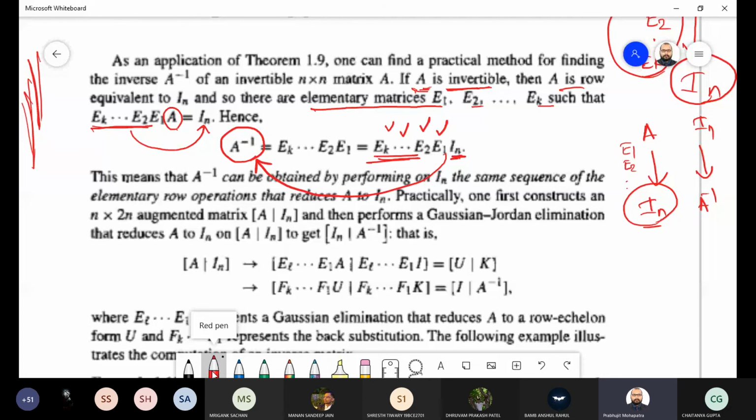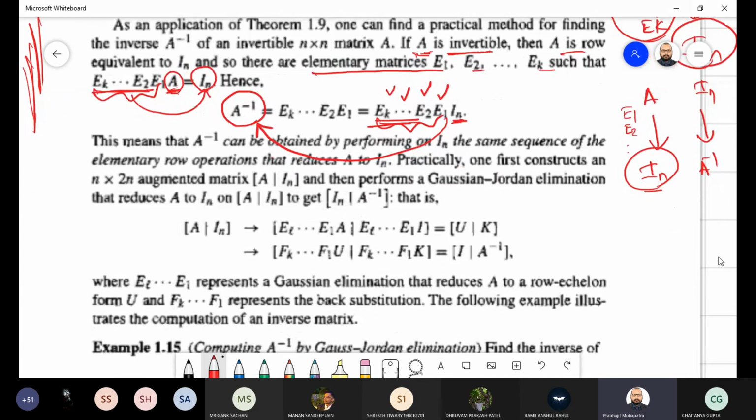You understood? Yes, sir. So from A, and we are not going to change the operations, exactly the same operations. Whatever operations we are doing on A to get the identity matrix, if we are doing the same operations, nothing changed, then we are going to get A inverse. This is the most important observation of this section. You forget everything else.